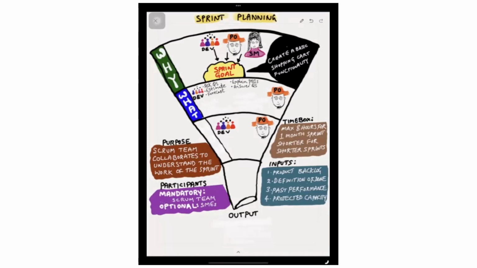So they will look into the last couple of sprints: best, worst, average velocity, and what the current sprint capacity available is, all these things. They will select the items according to the priority decided by the product owner.